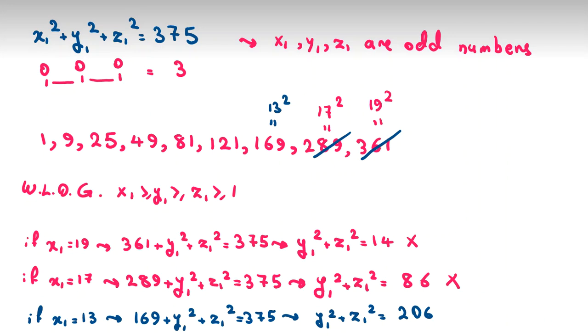It is 206. So let's see. Can we reach 206? If we use 169, the next one should be 37. Not possible. Let's reject it with another color. 121 plus 121, or 121 plus 81, it will be 202. It cannot reach this. It will be less than. And 81 plus 81 won't reach this. So again, we've reached a contradiction for this part. So we've proved that there is no answer for this problem.